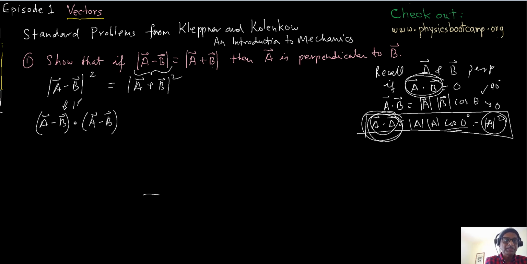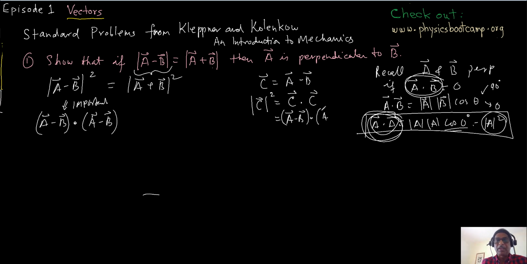The important step. If you didn't get it, then you can just think about it yourself. Another way to think about it is, let C be equal to A minus B. So C magnitude, if you square it, will be C dot C, and then I just put A minus B dot A minus B. That's what I did over here, right? And on this side, I do exactly the same thing with A plus B dot A plus B.